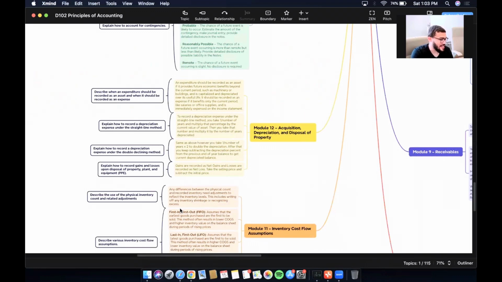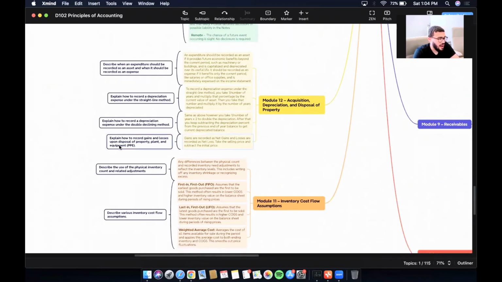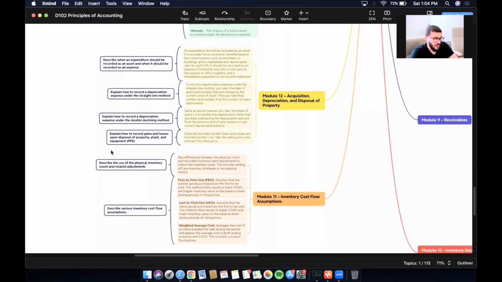Describe when an expenditure should be recorded as an asset and when it should be recorded as an expense. You should know that. Explain how to record a depreciation expense under the straight line method. Same thing. Explain how to record a depreciation expense under the double declining method. Explain how to record gains and losses upon disposal of property, plant, and equipment. So with this one, gains are recorded as net gains and losses as net losses. The question is going to give you a selling price and a value and throw in a lot of random numbers. But basically all you have to do is subtract the initial price from the selling price to get your net gain or net loss.